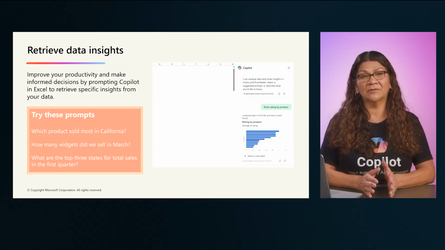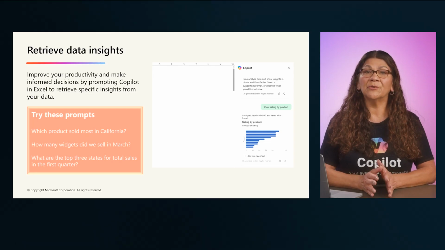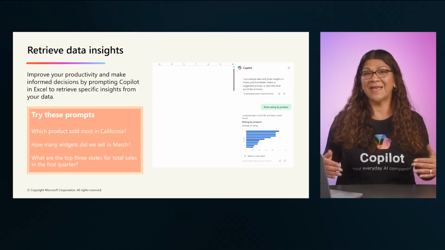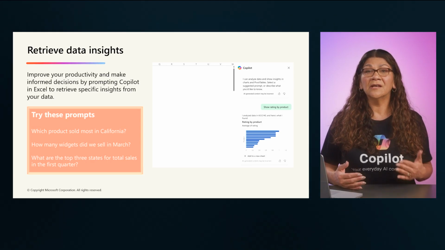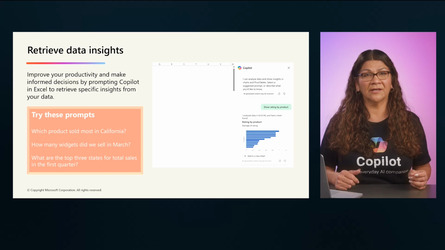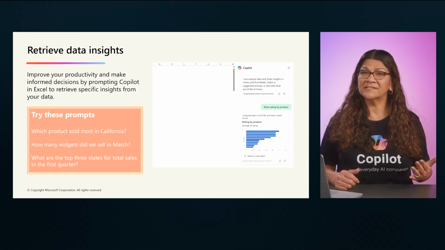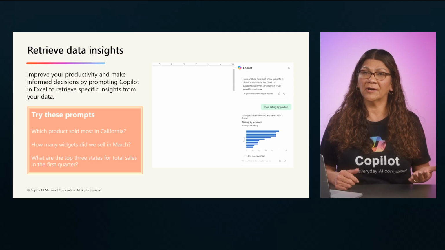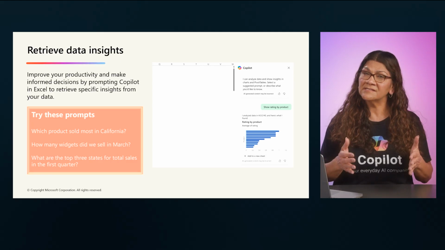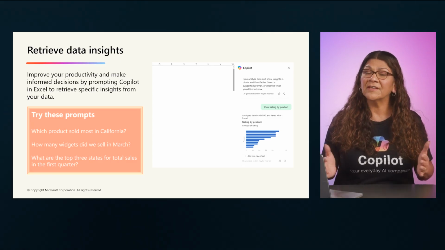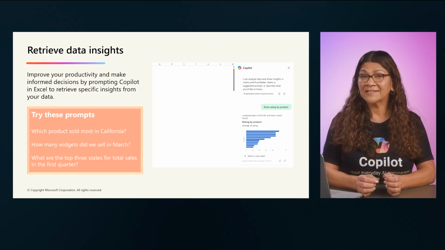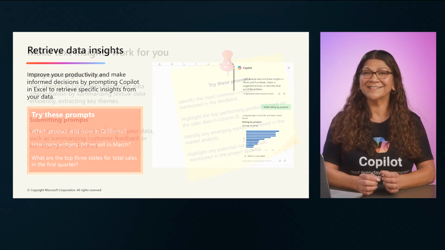The more specific you are in your prompts, the more accurate and relevant Copilot's insights will be. For example, a regional sales leader reviewing a large data set across multiple states and months could, instead of manually filtering and building pivot tables, ask Copilot questions like, which products sold the most in California? Or what are the top 3 states for total sales this quarter? In seconds, Copilot can surface clearer insights that guide decisions around inventory, staffing, and growth opportunities. Remember that precise prompting unlocks faster, smarter decision making in Excel.